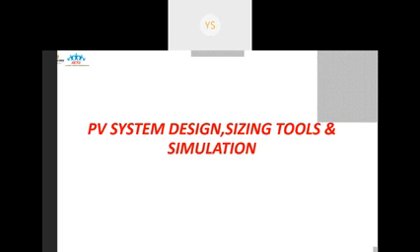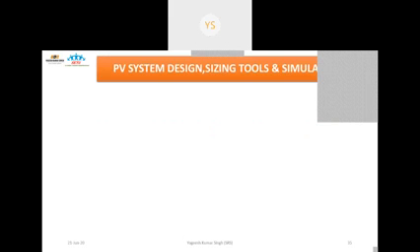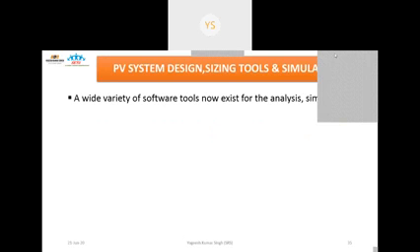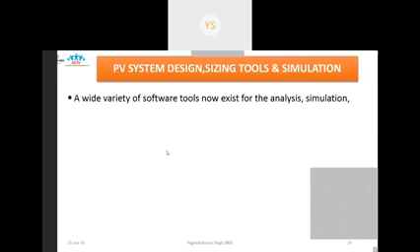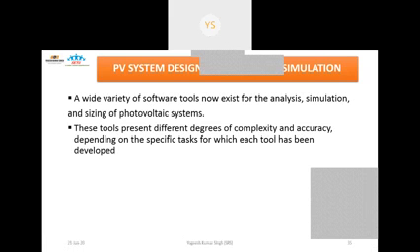So now we come to this. These are the different types of simulation software available in the market. A variety of software tools exist for the simulation and analysis of solar photovoltaics. And why are we using simulation software? Because it minimizes our time, and the tools have different levels of complexity and accuracy for specific fields.